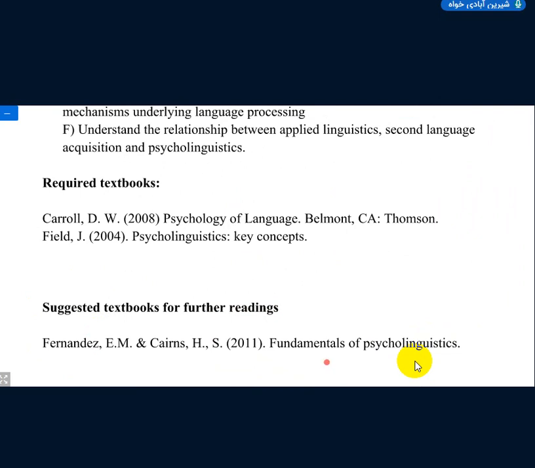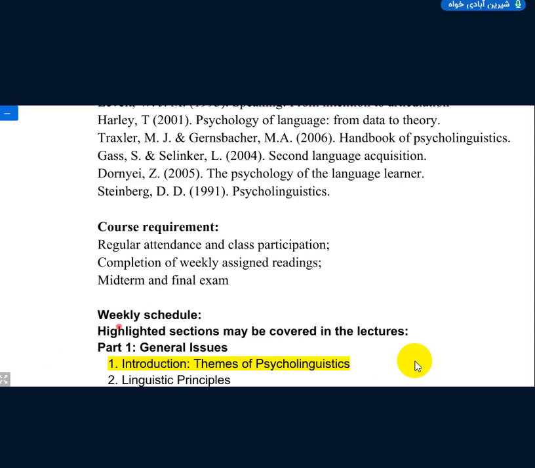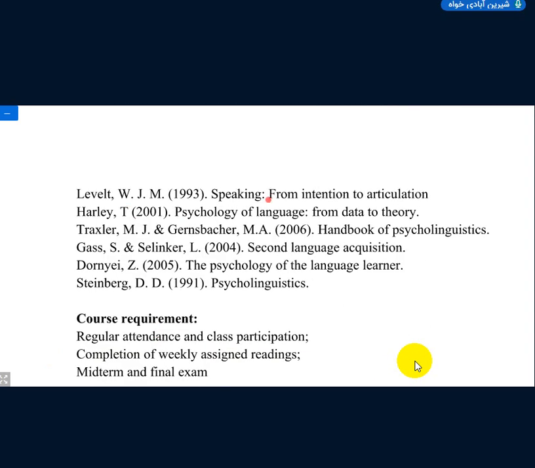One is Fernandez. Some long time ago, about 10 years ago, I was teaching based on Fernandez, but now I am teaching based on Carroll. We have other textbooks here. We will cover one chapter from Field. Harley is also interesting. Traxler, this textbook is suitable for PhD students. Handbook of Psycholinguistics is better for PhD students, not MA. And we have other textbooks, for example, the key concepts.